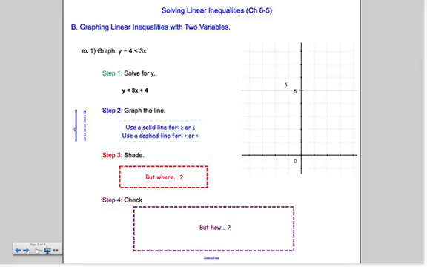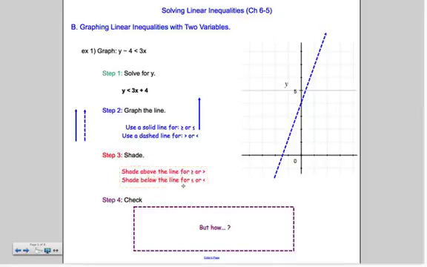Don't forget to use a solid line when we've got greater than or equal to, less than or equal to, and a dashed line when you use greater than or less than, right? So in this case, we're going to be using a dashed line because the numbers on the line aren't part of the solution. But we know the y-intercept is 4, so it passes through right here. Here's 4, and then it rises 3, 1, 2, 3, runs 1, and so that's our line, but now we want to extend it forever. Sweet, there's our line.